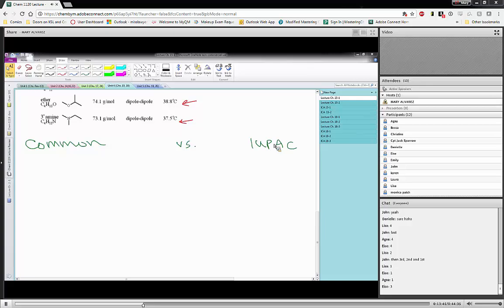But the common nomenclature is to say what's attached to the nitrogen and then name it as an amine. So in fact, in this respect, your common nomenclature is almost more common than your IUPAC nomenclature. So this is an ethyl group attached to an amine, so that would be ethylamine.